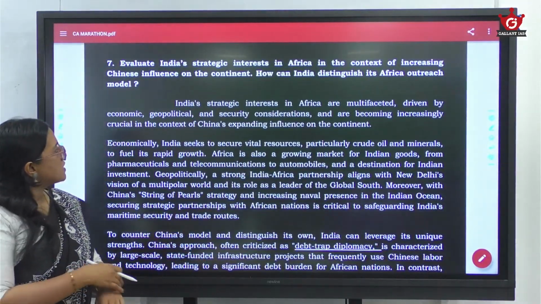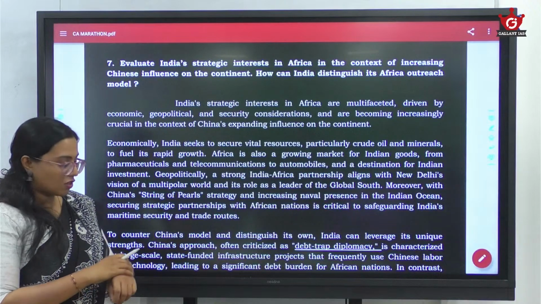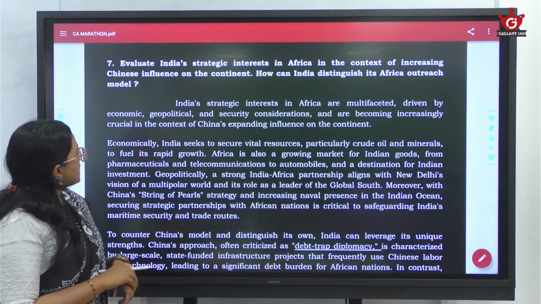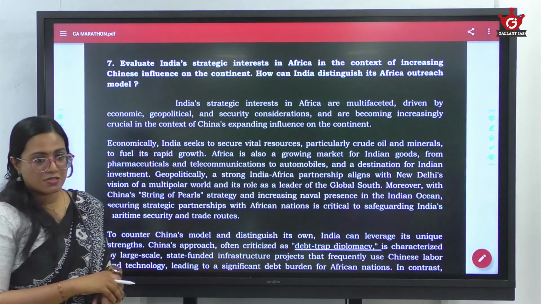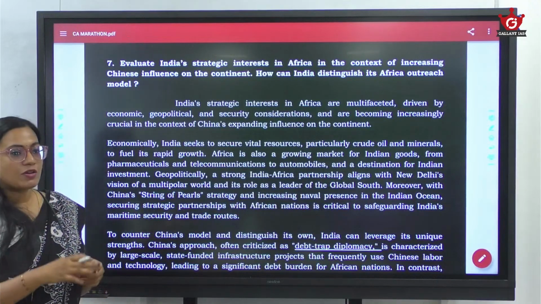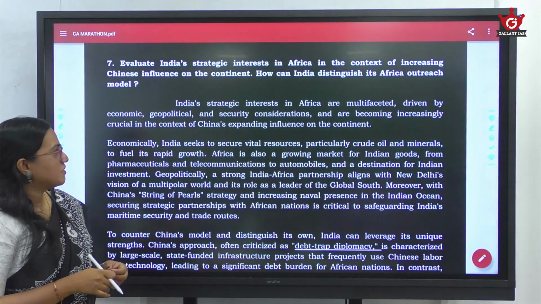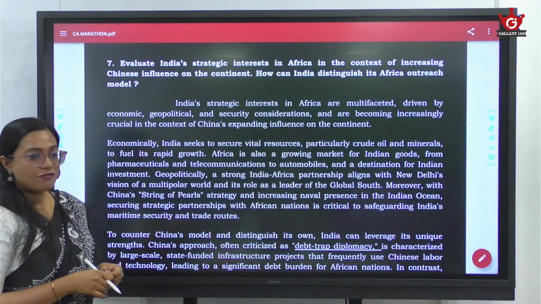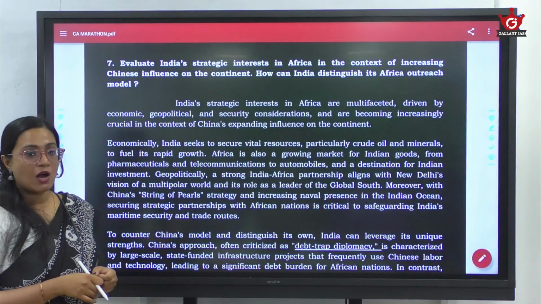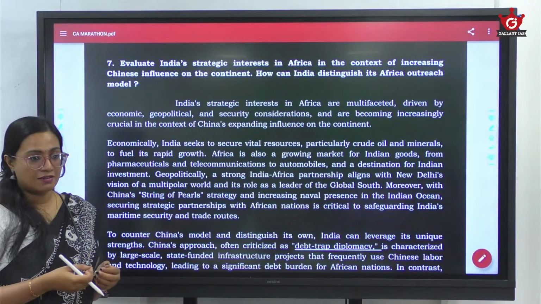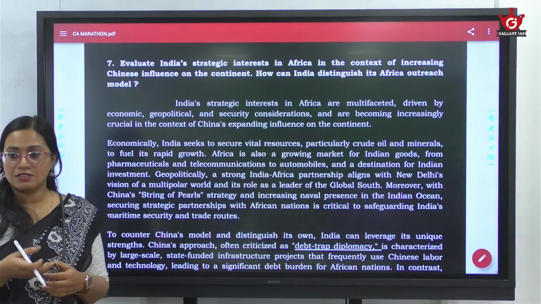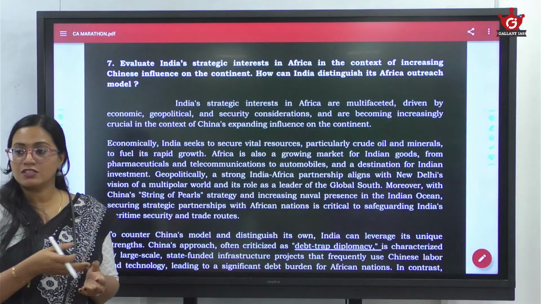Now, evaluate India's strategic interest in Africa in the context of increasing Chinese influence on the continent. The question is about Chinese influence in the African continent, and how are we responding to that? How are we strengthening our relationship with Africa in the context of this?